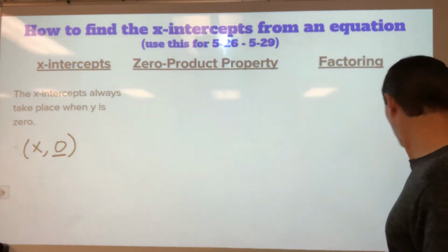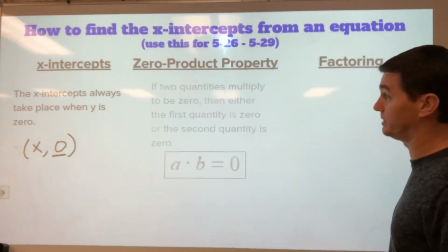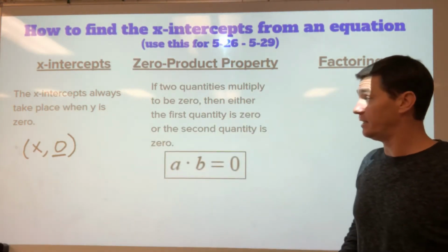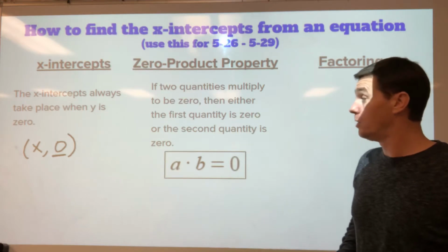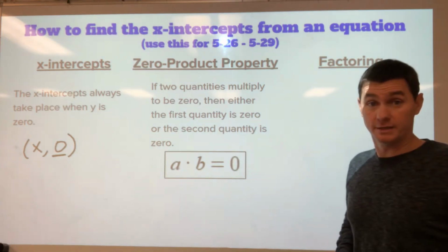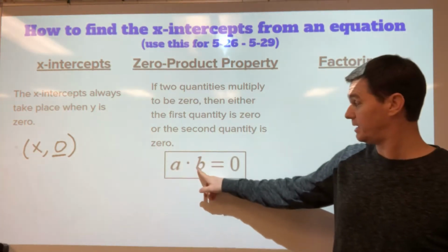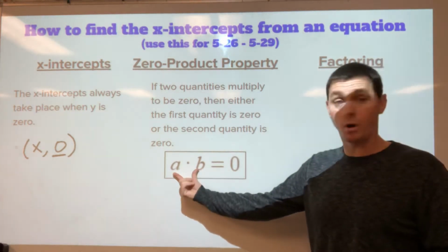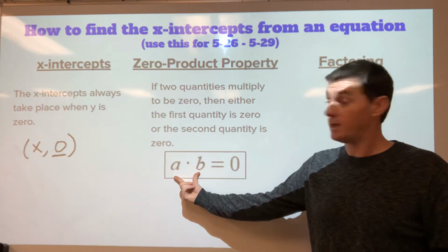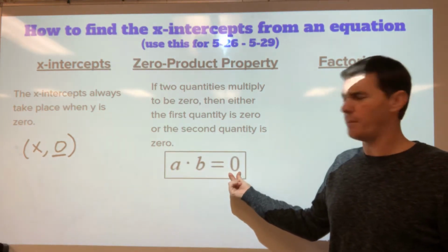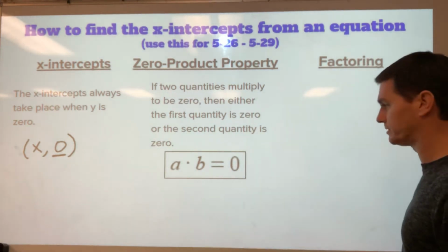Let's take a look at the zero product property. What the zero product property says is that if two quantities multiply to be 0, then either the first quantity is 0 or the second quantity is 0. So in an equation, this might look like a times b equals 0. I've got two quantities, two numbers, two values that multiply and give 0. Well, what might that look like? Let's look at a few examples.